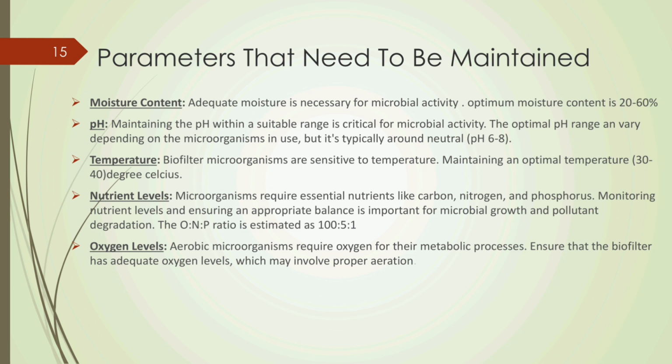Parameters that need to be maintained. First is moisture content. Optimum moisture content is 20 to 60% for microbial activity. pH. Neutral pH between 6 to 8 is required for microbial activity. Temperature. Maintaining an optimal temperature of 30 to 40 degrees Celsius. Nutrient level. Microorganisms require essential nutrients like carbon, nitrogen, phosphorus. Monitoring nutrient level and ensuring an appropriate balance is important for microbial growth and pollutant degradation.